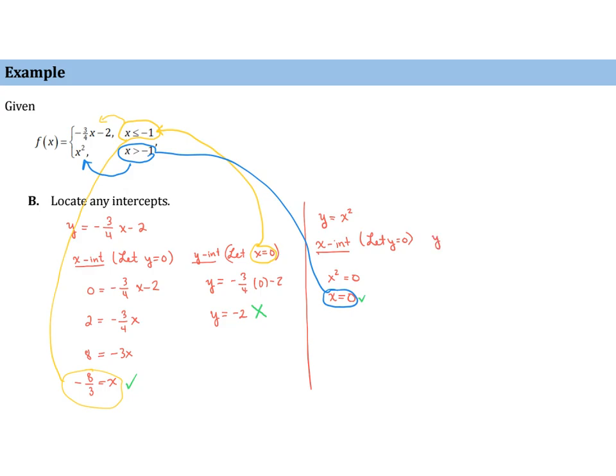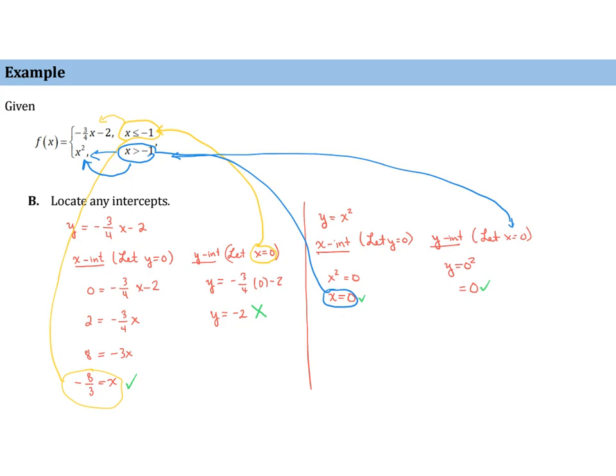Now let's look for the y-intercept. So the y-intercept is if we let x equal 0. So if x equals 0, we would have y equals 0 squared, which is 0. Now again, check x equals 0. Where does that sit? That's on the second piece, and that's the formula that we used. So we do indeed have a y-intercept of 0.